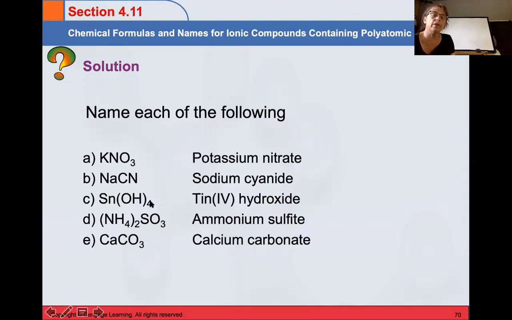There are 4 of them, so 4 times -1 is -4, so this tin is going to have a +4 charge. This polyatomic ion is ammonium, and this polyatomic ion is called sulfate. This last compound is calcium, and the polyatomic ion is called carbonate.